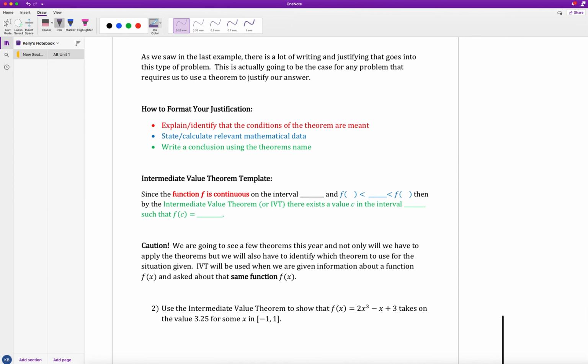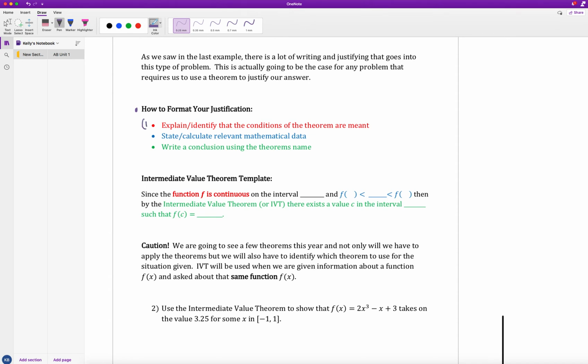As you saw in the example in the first video, there's a lot of writing and justification that goes into these types of problems, and that's going to be the case for any problem that requires us to use a theorem to justify our answer. So before we jump into examples, let's think about how we can format our justification. There are three things that have to be true.